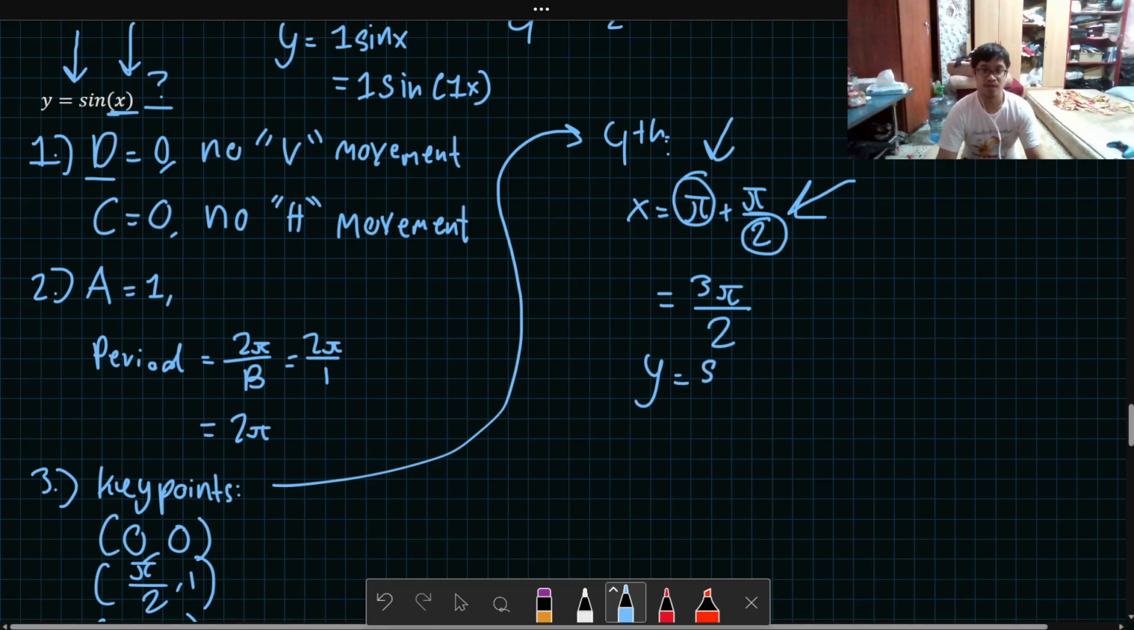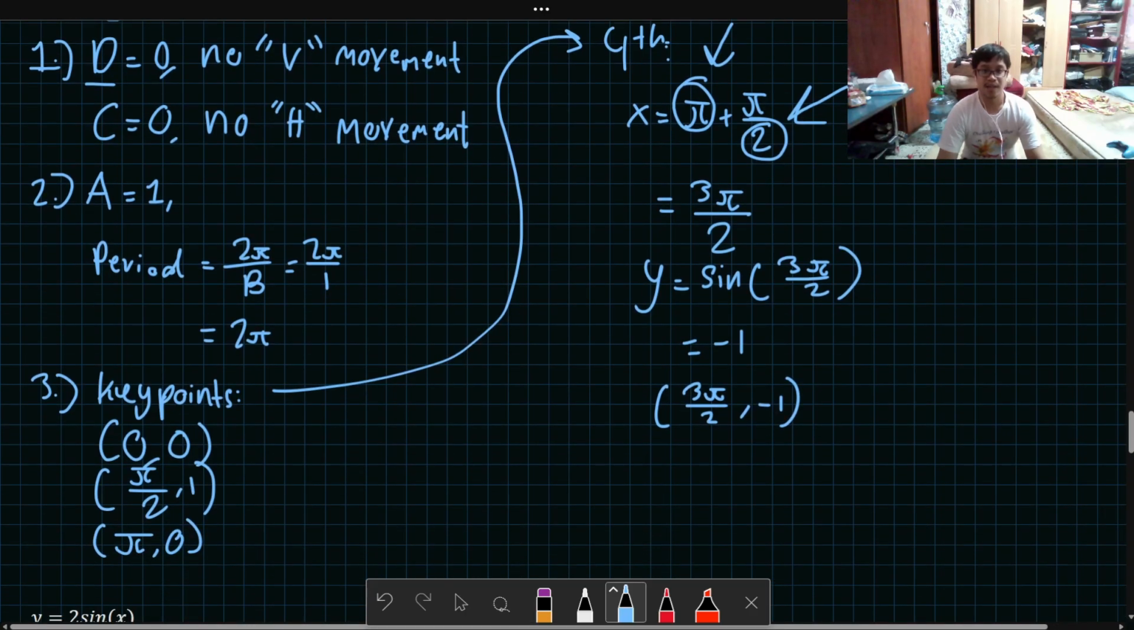Okay, so the same technique, just substitute 3 pi all over 2 to the sine. So we have 3 pi all over 2. If you're going to use your calculator, the sine of 3 pi all over 2 is just the same as negative 1. Therefore, the coordinates of your fourth key point is 3 pi all over 2 and negative 1.